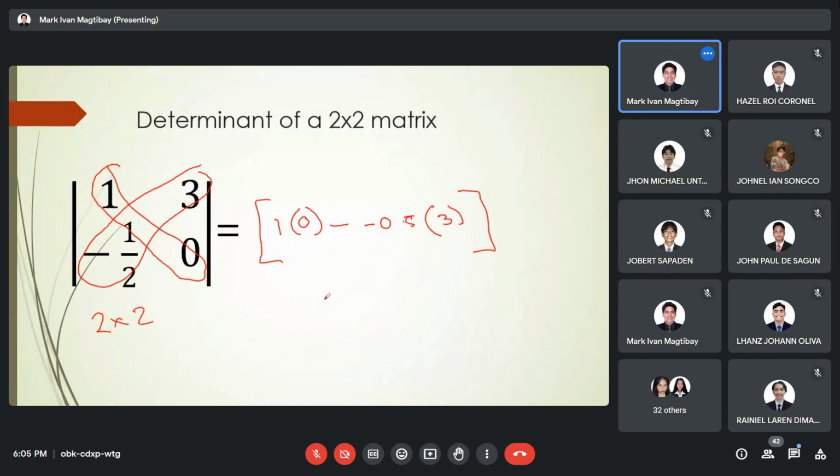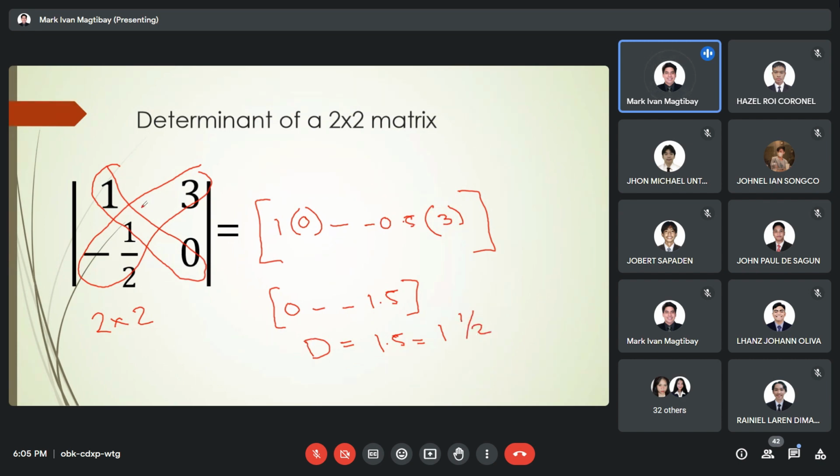Okay? So 1 times 0 is equal to 0 minus 3 times 0.5 is 1.5 po. Negative 1.5. So, minus minus po. So, mangyayari po is the value of your determinant is equal to 1.5 or 1 and 1 half po.